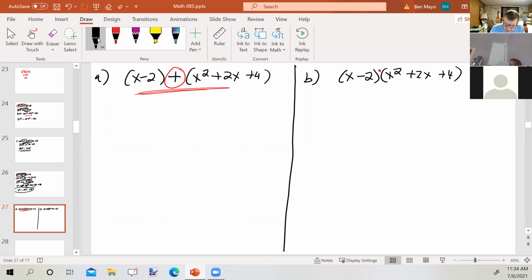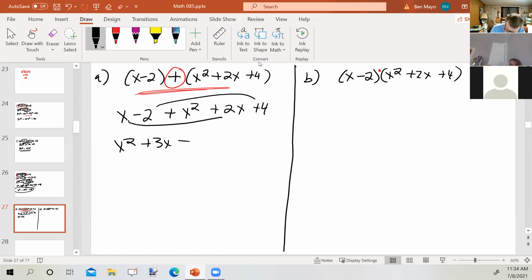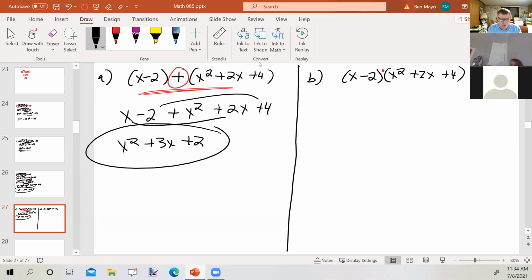All right, so this first one, we're adding two polynomials. Since there's nothing in front of the first set of parentheses, x minus 2, plus the second set of parentheses, distributing a plus sign, we just get plus x squared plus 2x plus 4. Combining like terms, we get x squared plus 3x plus 2. So adding those two polynomials, we get x squared plus 3x plus 2.